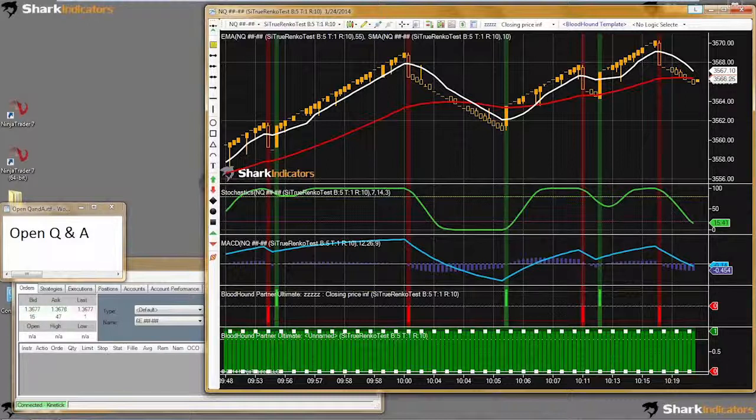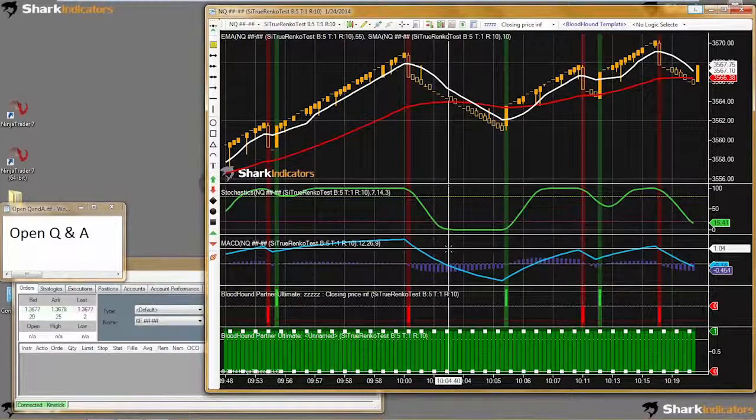Mike is asking, is BloodHound a resource hog? Well, no, not BloodHound directly. But what you've got to keep in mind is that you're loading all of these indicators into BloodHound. Every time you load an indicator into BloodHound, it's the same thing as just loading up your chart with all these indicators.